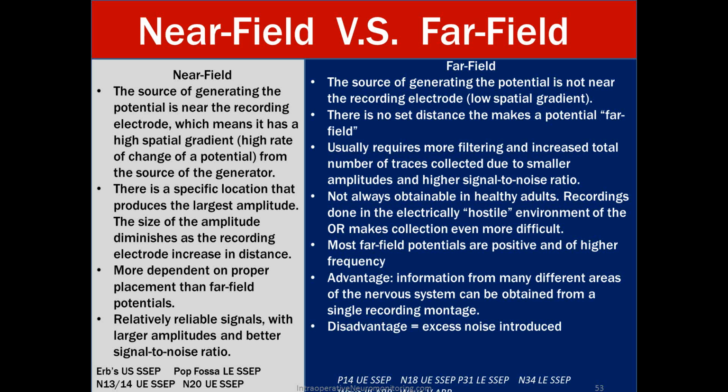Far field responses. The source of generating the potential is not near the recording electrode or has a low spatial gradient. There is no set distance that makes potentials far field. So that's important to know, that just because the recording electrode is far away does not necessarily make it a far field. It's the kind of generator itself that causes it to be far field. It usually requires more filtering and increases the total number of traces collected due to a smaller amplitude and a lower signal-to-noise ratio.